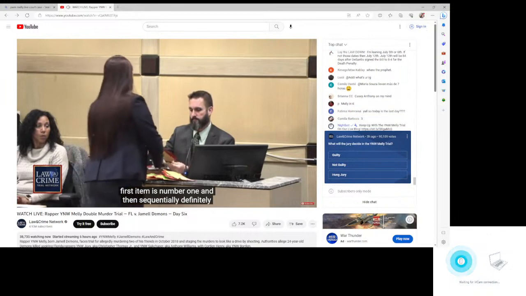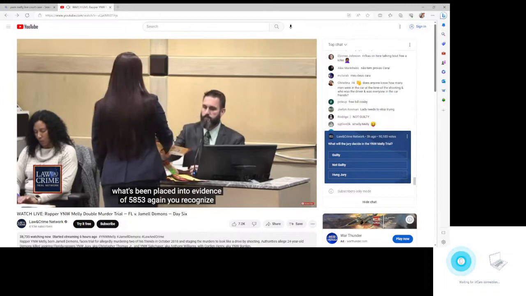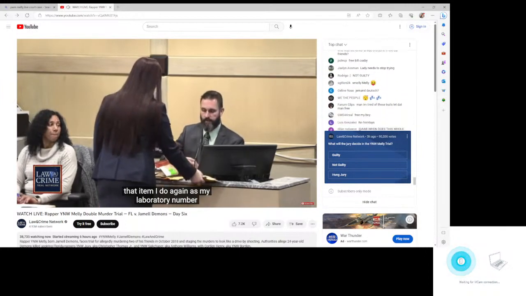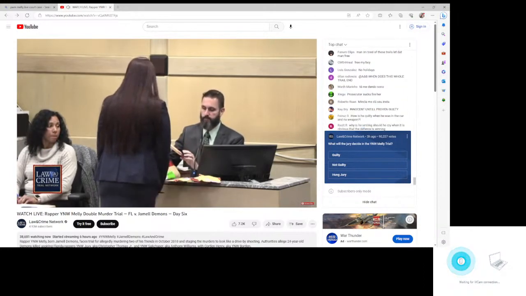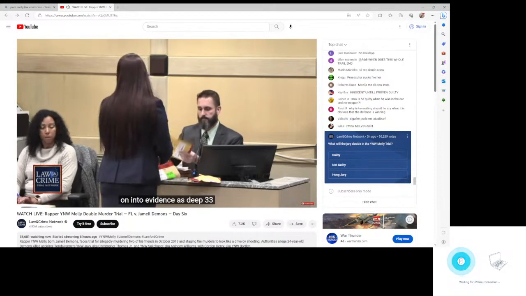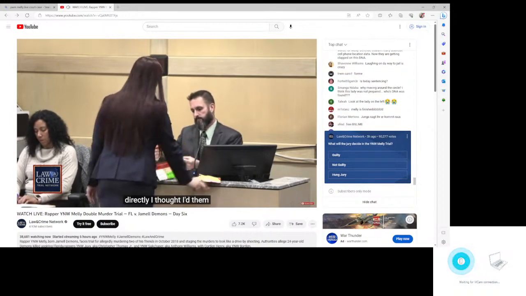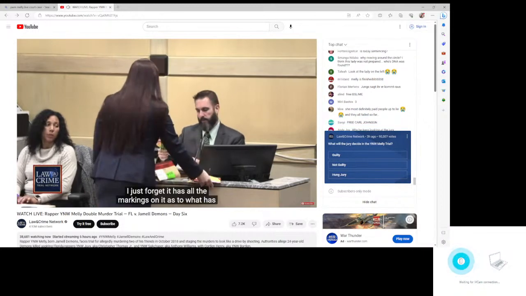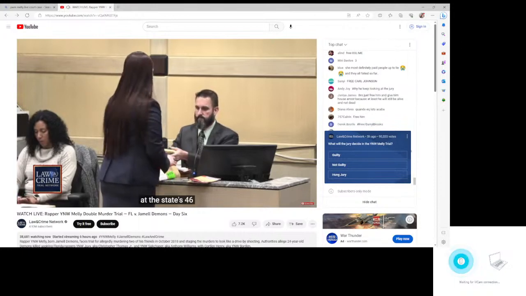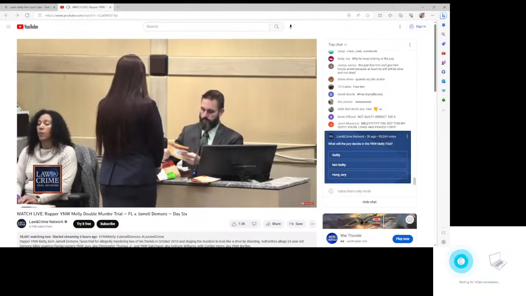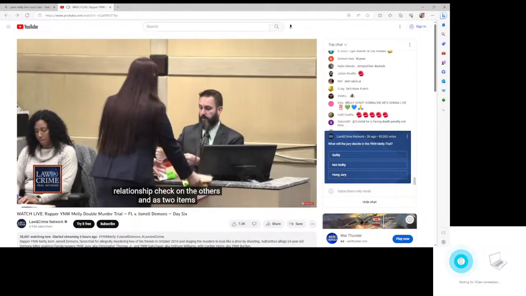Okay. Moving on to what's been placed into evidence as State 53. Again, do you recognize that item? I do. Again, it has my laboratory number, my initials, and my item numbers marked on it. What's been previously admitted into evidence as State 33. Do you recognize that item? I do. Again, it has all my markings on it. Okay. As to what has been admitted as State 46. Yes, again, the items are marked and my initials are on the evidence.